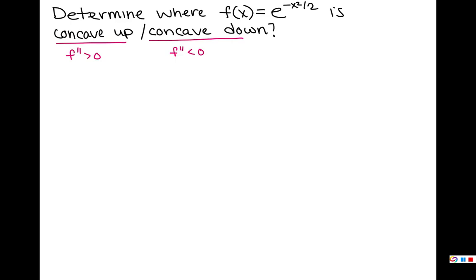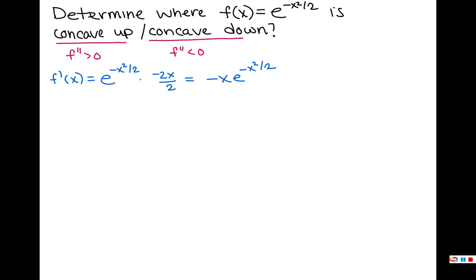So let's do an example. Let's determine where the function e to the negative x squared over 2 is concave up, and where it is concave down. So this problem is asking us, where is the second derivative positive, and where is the second derivative negative? We can solve this problem almost the same way that we solved those increasing-decreasing problems from part 1, with one big difference. We'll be analyzing the second derivative.